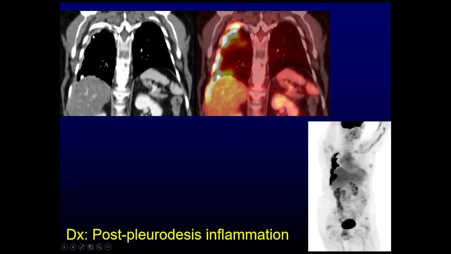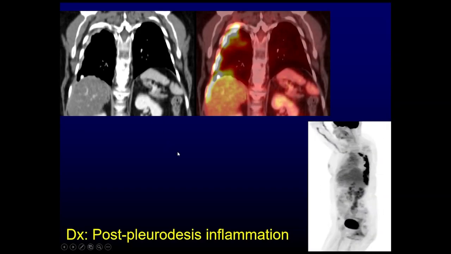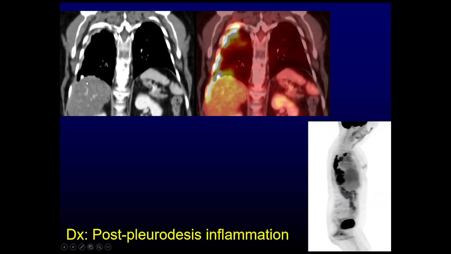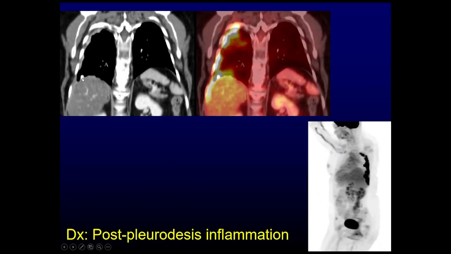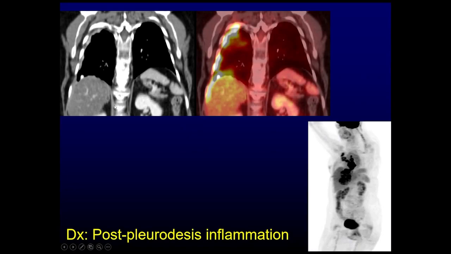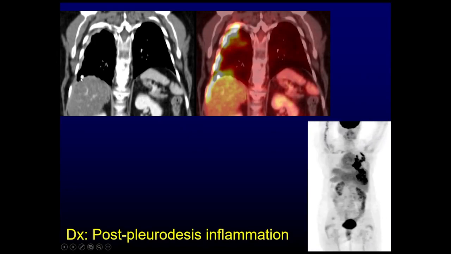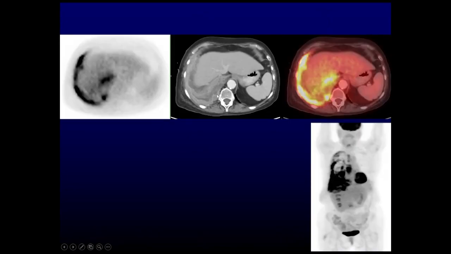Again, you're using the corresponding CT findings in order to determine whether this is benign, such as this case, or malignant, such as this case. These are two great examples on boards, by the way, where they get you to distinguish benign post-pleurodesis inflammation from pleural malignancy.